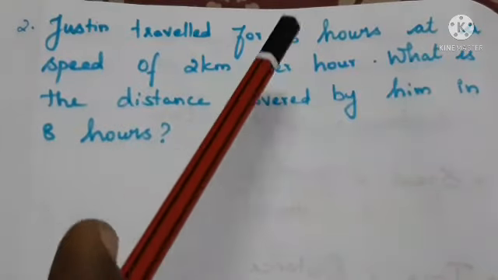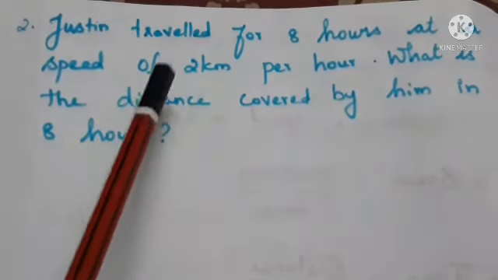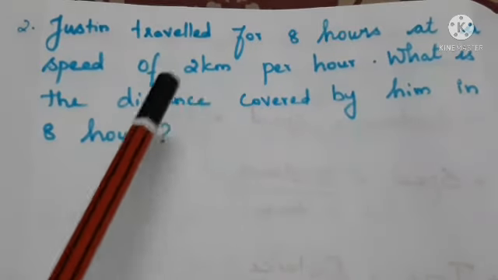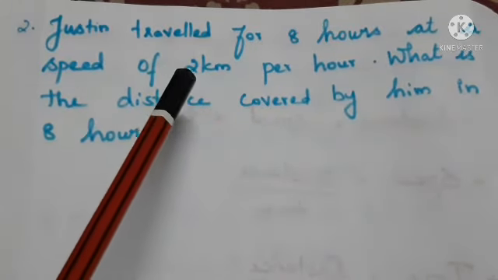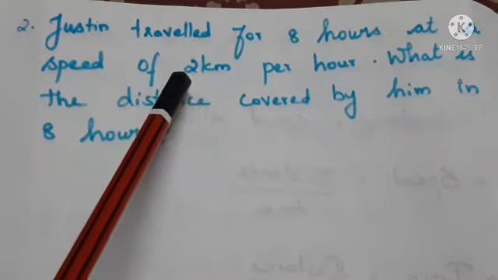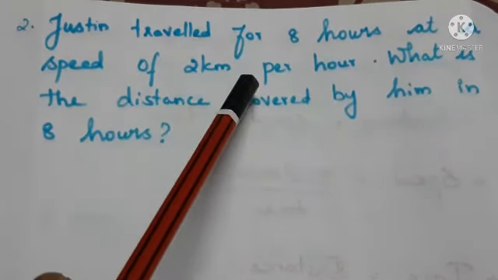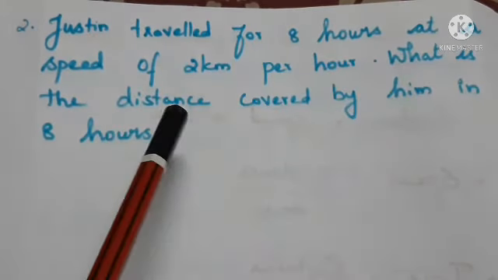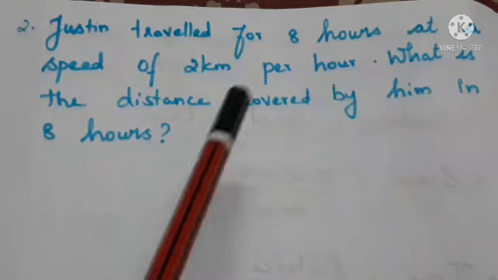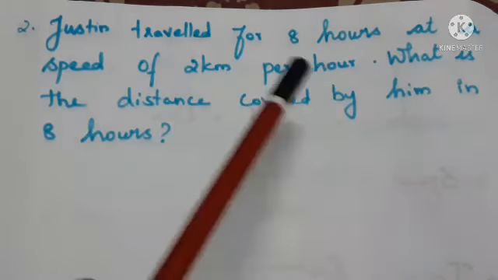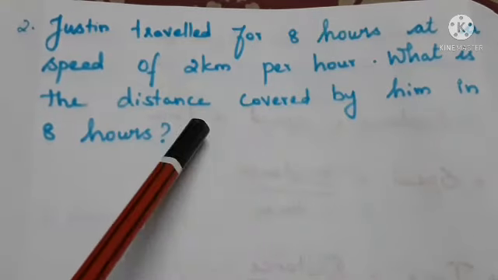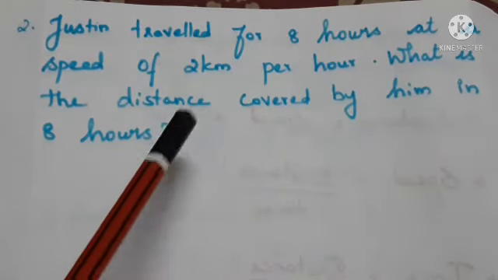He is traveling for 8 hours at a speed of 2 kilometer per hour. Here they have given that within 1 hour he will cover 2 kilometers. Per hour means within 1 hour. We want to find the distance covered by him in 8 hours. In 1 hour he covers 2 kilometers, so within 8 hours how much distance will he cover? Have you understood this?